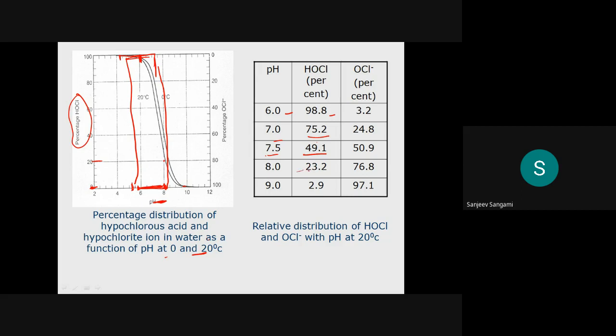So at pH 8 it is 23, at pH 9 it is 2.9. When it reaches here, you can see that it's almost 0. And for OCl, you can call it an ionization reaction. So in ionization reactions, how is the OCl percentage? It is 3.2, 24.8, 50.9, 76.8, and 97.1. Like this, the distribution is going to happen for the HOCl.